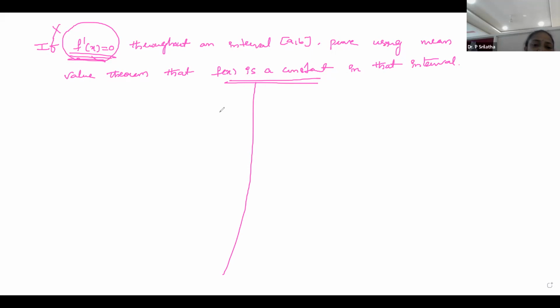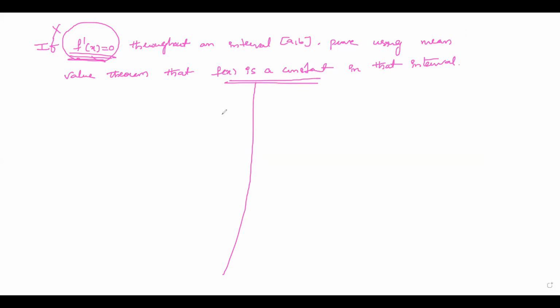So by Lagrange's mean value theorem, what is the main formula? F dash of c equal to f of b minus f of a divided by b minus a, isn't it? And what is f dash of c? We know that f dash of x is 0, so f dash of c is also 0, right? So 0 equal to f of b minus f of a divided by b minus a. From that we can write f of b minus f of a equal to 0, f of a equal to f of b.